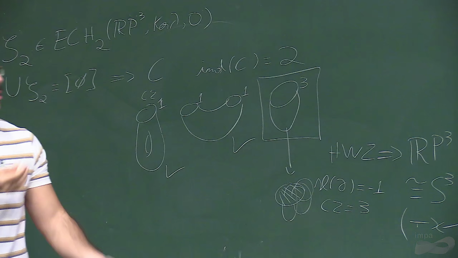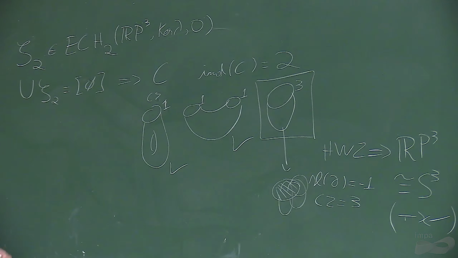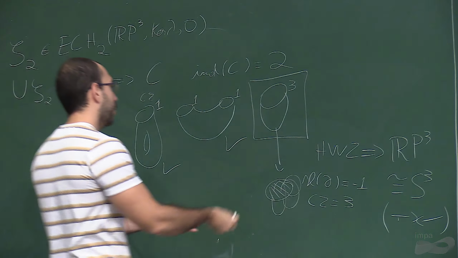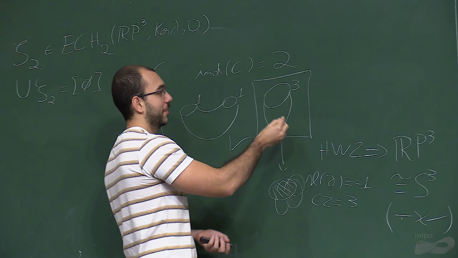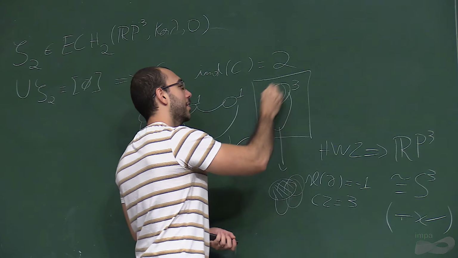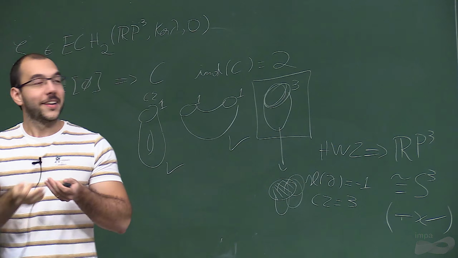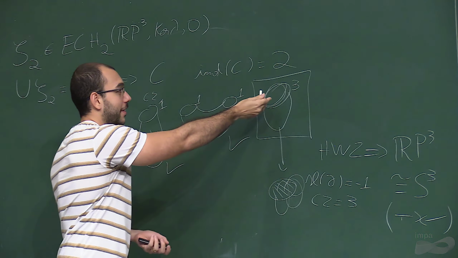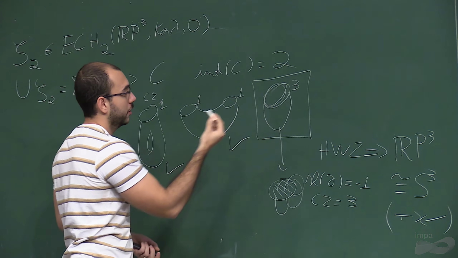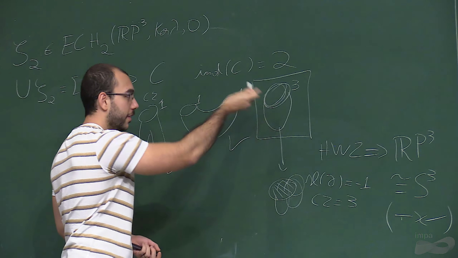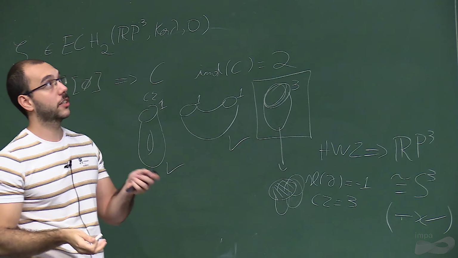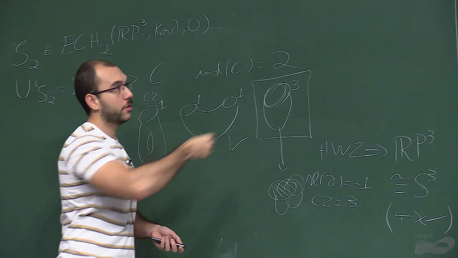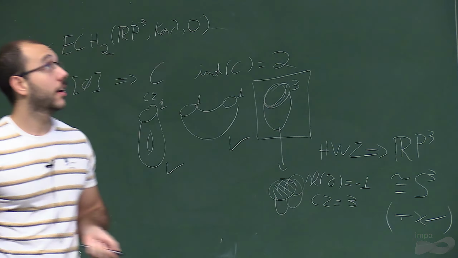RP3 is not diffeomorphic to S3. And then what's the problem? The problem is, I suppose that this is simple. So this can't be simple, so this is multiply covered. So even in that case, if you just go one time in this orbit, it must be elliptic and has Conley-Zehnder index 1 because of the behavior of the iterates in Conley-Zehnder index.